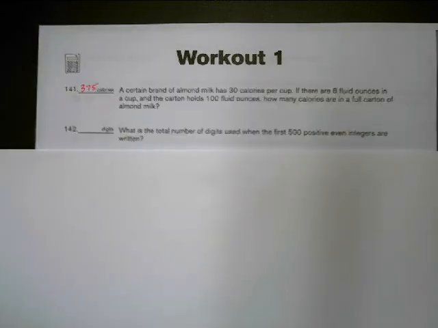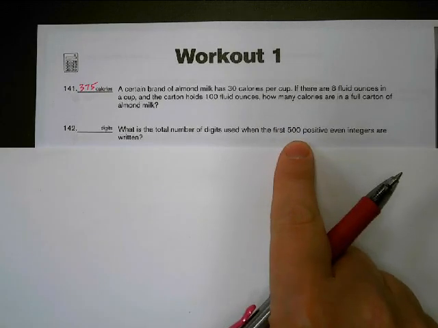All right, what is the total number of digits? Remember to read, because when I first did this one, I did not read. The total number of digits used when the first 500 positive even integers are written. So they want to know how many digits we used for these 500 numbers.